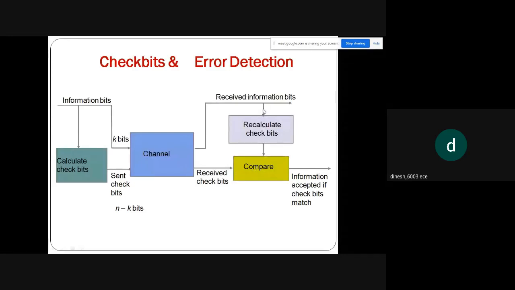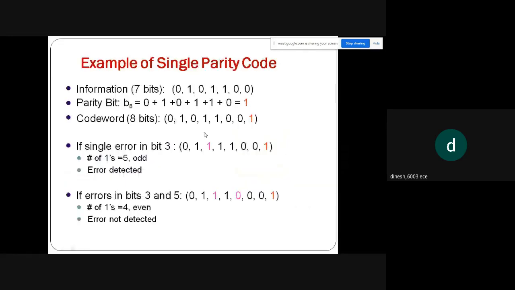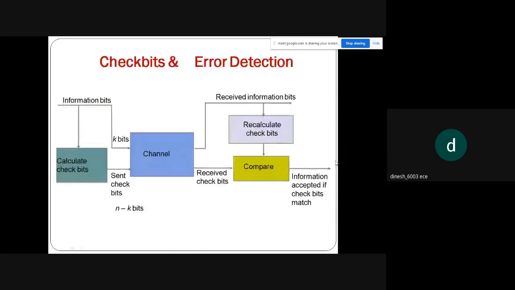Okay, if any mismatch is there, it has to compare again. It has to recalculate the check bits, recalculate until we get the desired information. The information is accepted only if the check bits match. So whatever we transmitted here, if these check bits match, then the information is sent, or else it will do checking, or it will tell the transmitter to resend the bits again. So this is what check bits and error detection is.